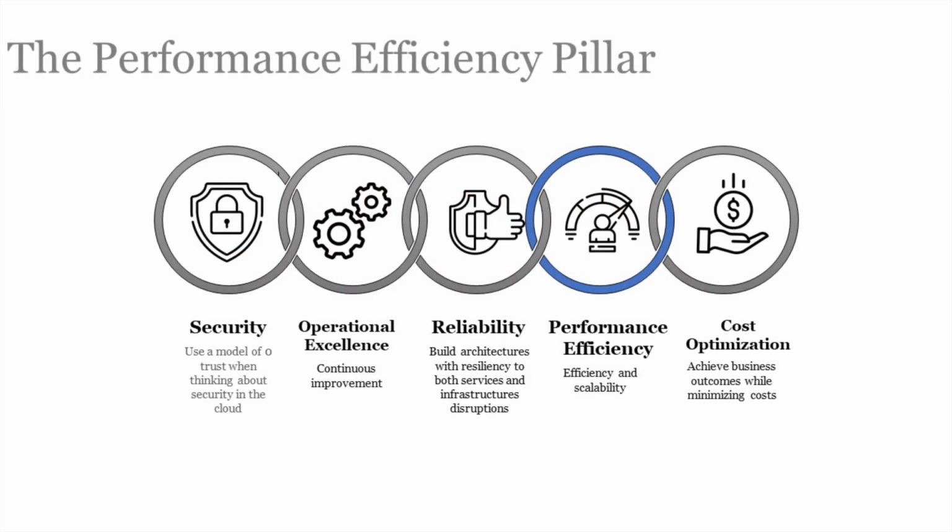The performance efficiency pillar. The performance efficiency pillar includes the ability to use computing resources efficiently to meet system requirements and to maintain that efficiency as demand changes and technologies evolve. The key topics include focus on selecting the right resource types and workload based on requirements, monitoring performance, and making informed decisions to maintain efficiency as business needs grow.